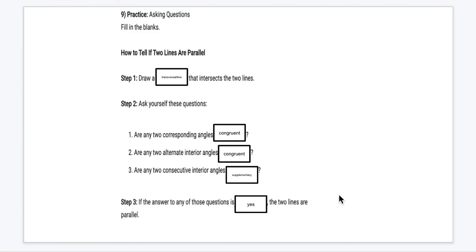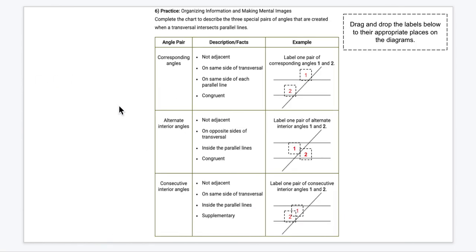So you want to look for your angle pair relationships, and you want to see whether or not they're congruent or supplementary, because if they are, then they're going to tell you that your lines are parallel. And when your lines are parallel, then you do have these very special relationships that we saw on slide 4.